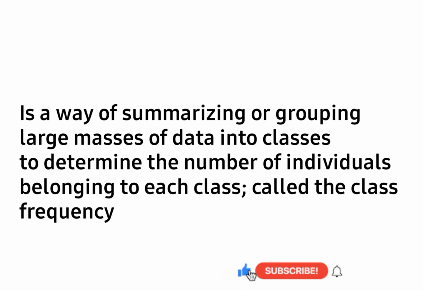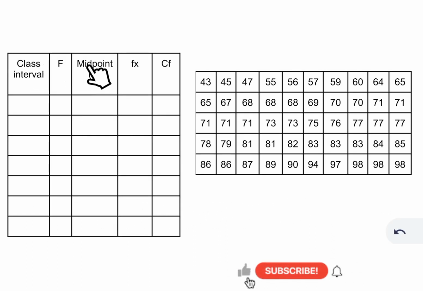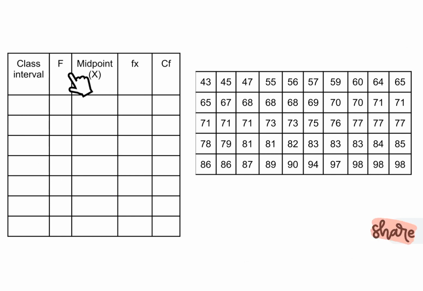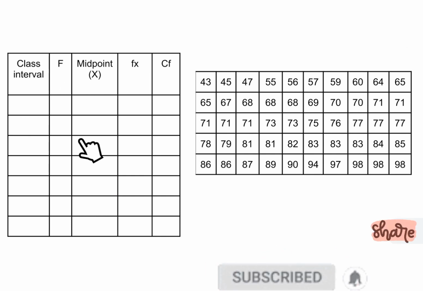Basically, a frequency distribution is a way of summarizing or grouping large masses of data into classes to determine the number of individuals belonging to each class, called the class frequency. So this is what a frequency distribution table looks like, where we have the class interval, the frequency, the midpoint, and so on and so forth. So we're going to construct this table based on the data values we are given.